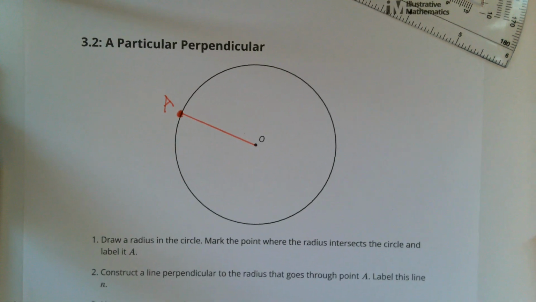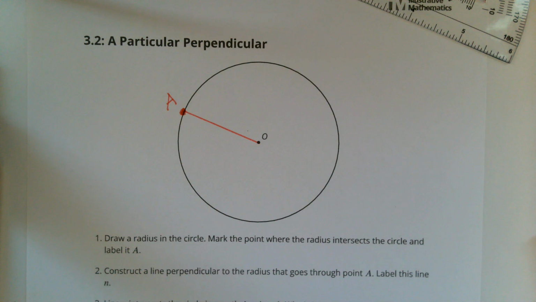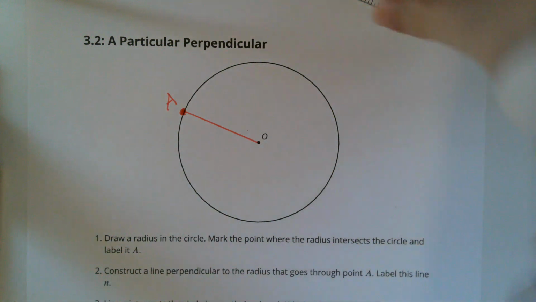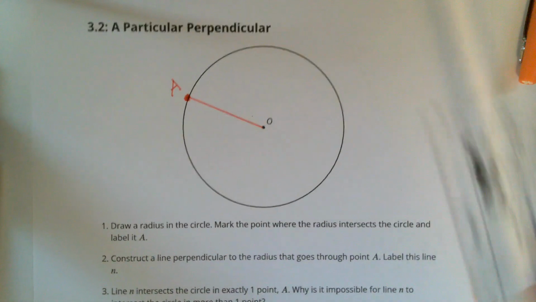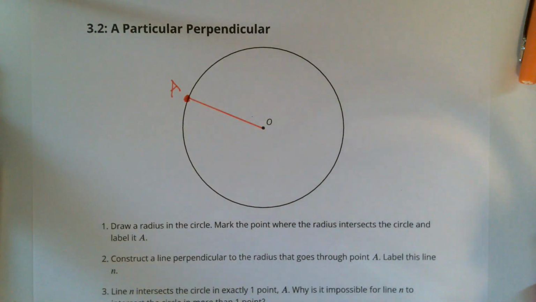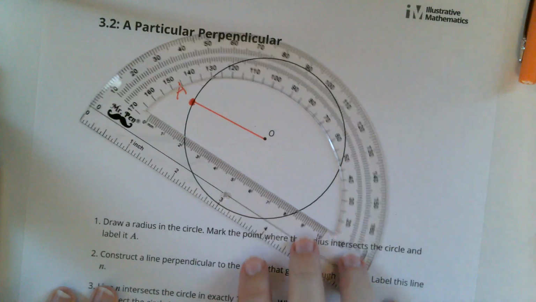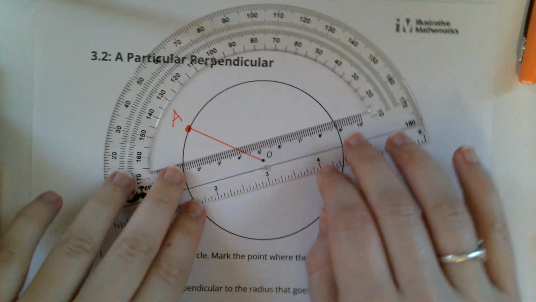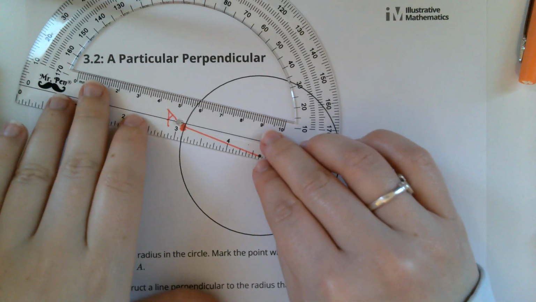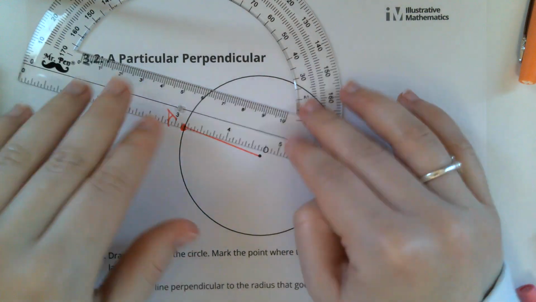Then it says we want to construct a line perpendicular to the radius that goes through point A and label it N. There is a proper way to construct a perpendicular line with a compass and things like that, but we're not going to bother with that. The important part here is just getting the idea. So I'm just going to use my protractor. This is some good practice for using protractors too. I want to make a perpendicular line that goes through A.